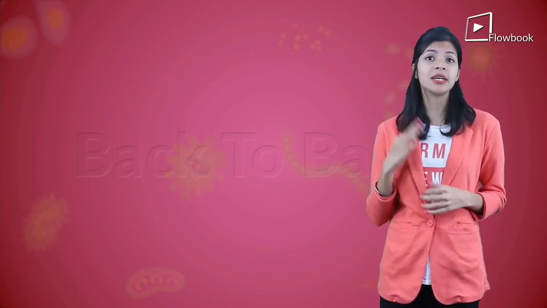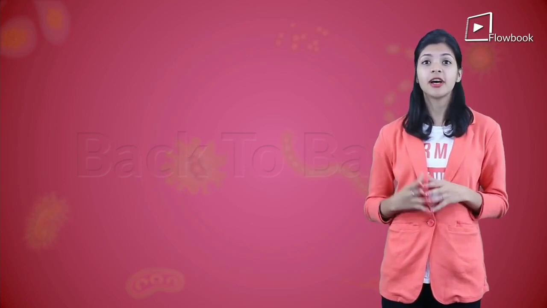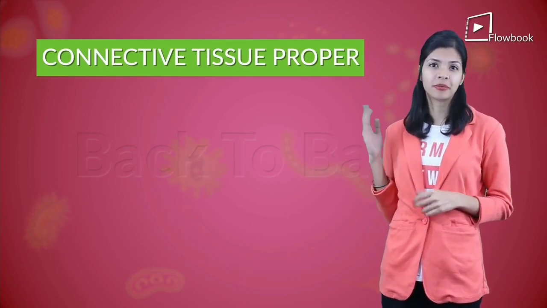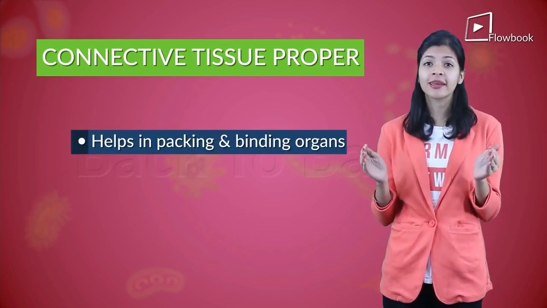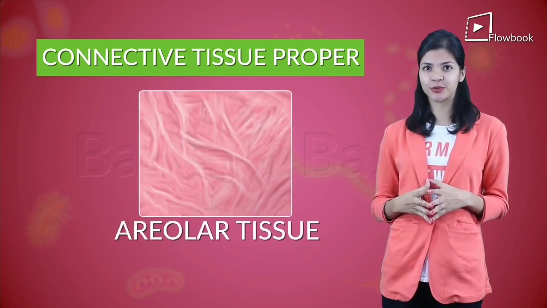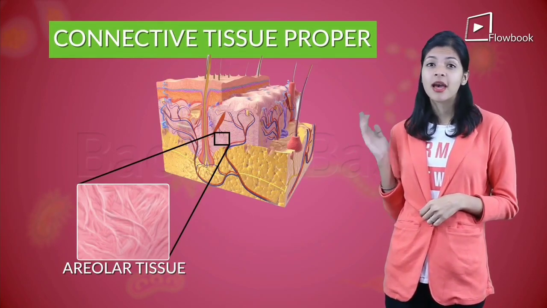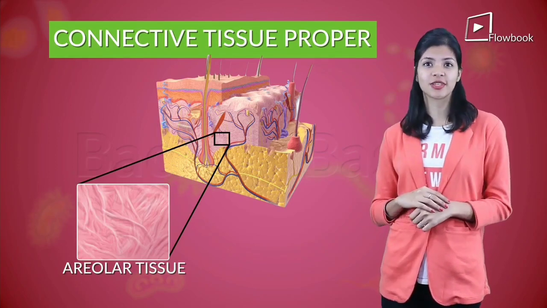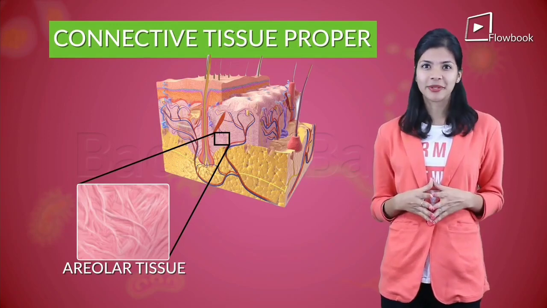Now the connective tissue has various functions, so it is classified into three main types based on these functions. First we have connective tissue proper. Now these tissues actually help in the packing and binding of organs. Like the areolar tissue, it occurs between the skin and muscles and provides elasticity to your skin. This is why you can pull your skin and nothing will happen.